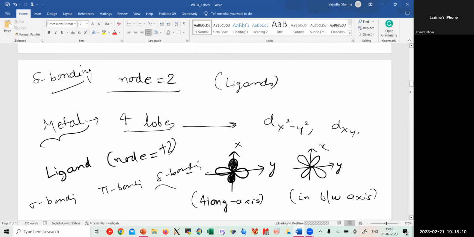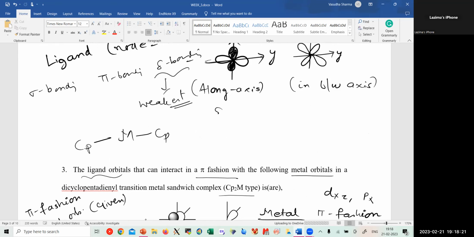But in the case of metallocenes, where you have a Cp on both sides, the trend is that sigma is the weakest, followed by delta, followed by pi. So the pi bonding is the maximum compared to your delta bonding and your sigma bonding. So now, is it understood?